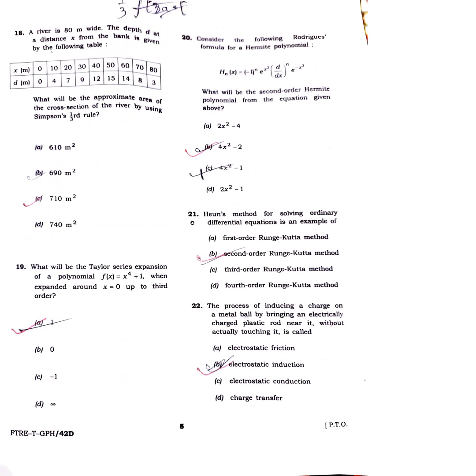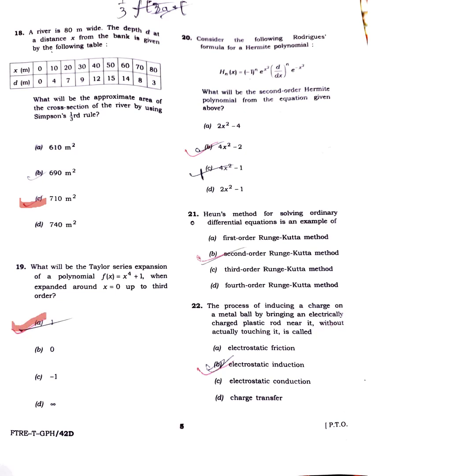A river is 80 meter wide and the depth at a distance x from the bank is given by the following table. What will be the approximate area of the cross section of the river using Simpson's 1/3 rule? So this is 710 meter square. What will be the Taylor series expansion of a polynomial f(x) equals x to the power 4 plus 1 when expanded around x equals 0 up to third order?